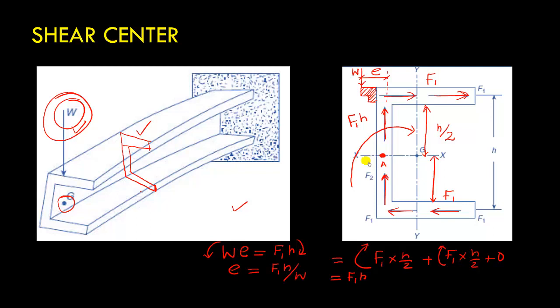So now we will call this point the shear center, basically at a distance of E from the point A. So now if my load passes through the shear center, we will have no twisting, we will have only bending. So this is also illustrated in the next slide.